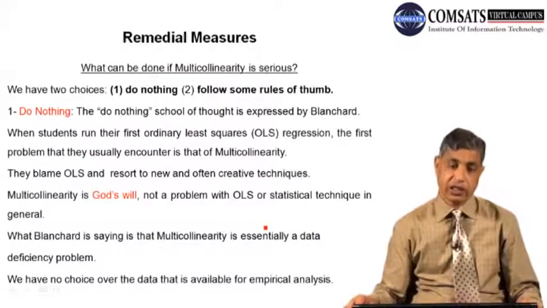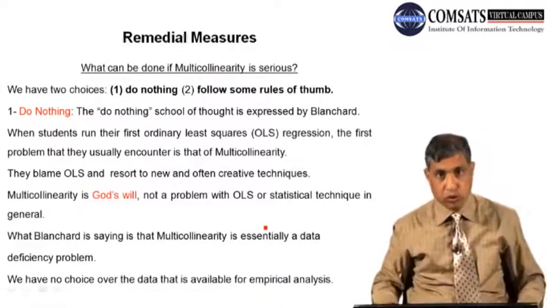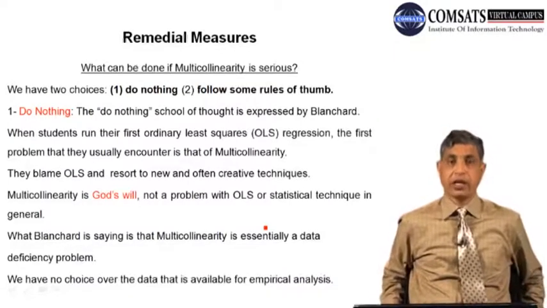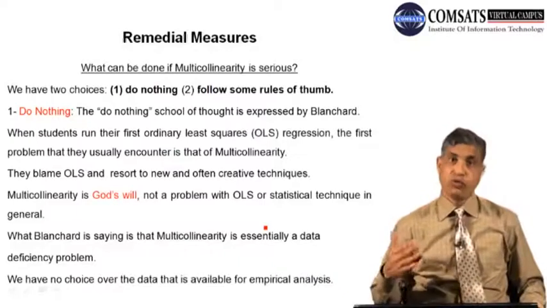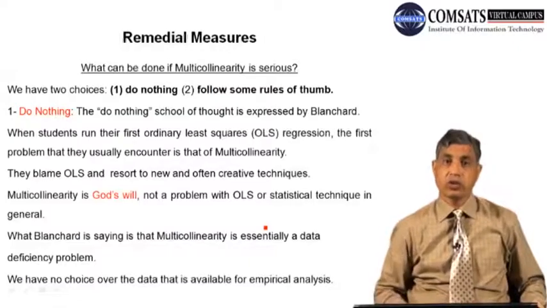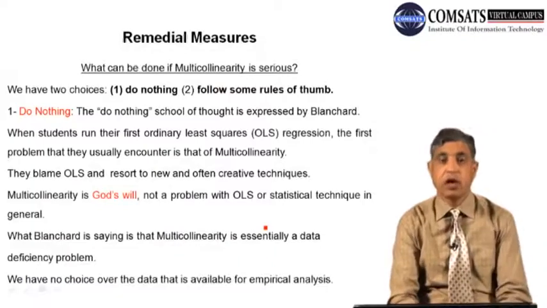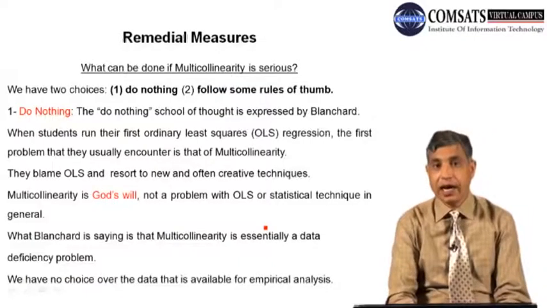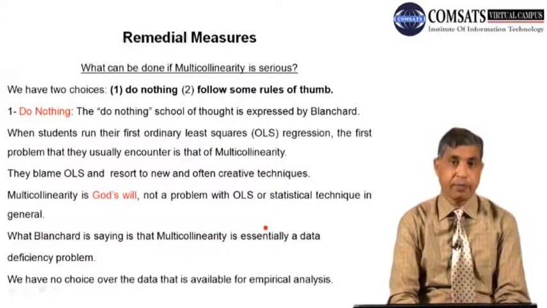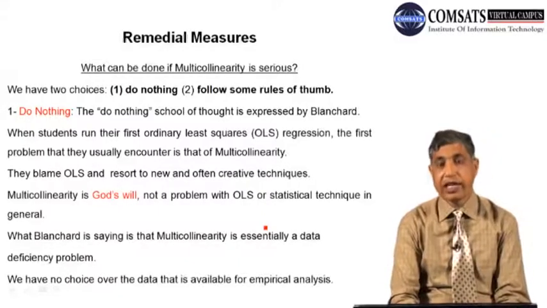Now we have just seen how to detect it. Now suppose you have detected that there is the problem of multicollinearity. How to remove this problem? Because you are only a good doctor when, after diagnosing the disease, you are in a position to suggest a medicine that ultimately benefits the patient, and the patient gets rid of that disease. So what can be done if multicollinearity is serious?